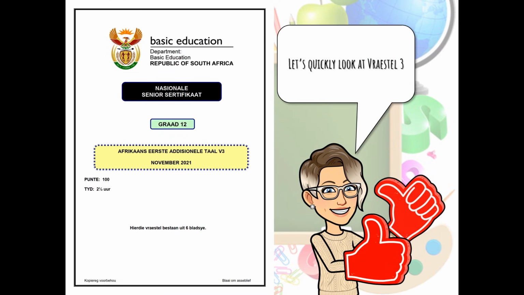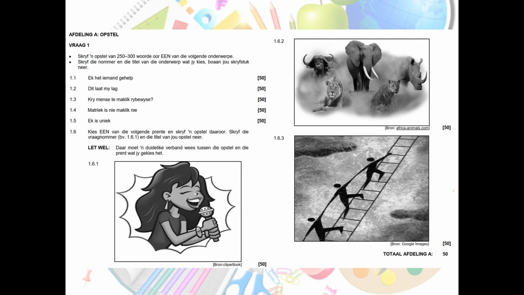Right, so we're quickly going to look at a past paper just to show you the layout and what to look out for. So this is a paper from 2021. You have to write a 250 to 300 word essay. You've got your 5 written topics. Now, if you choose one of the 5, you have to keep the words exactly as it is. So your title will be 1.1, ek het iemand gehelp. You cannot say, ek het iemand gehelp wat blah, blah, blah. No, ek het iemand gehelp. And then your story starts.